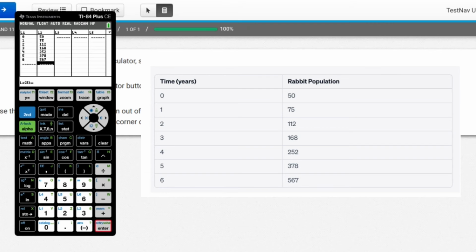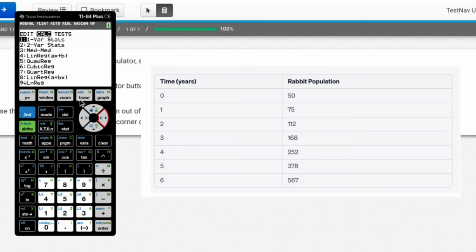Let's go with it. All right, so now I need to find an exponential regression model. So I'm going to quit out of this. I'm going to go to stat. I'm going to go to calc, and my exponential regression is at 0. So you can scroll down and hit enter, or you can just hit 0. I did both. I'm going to use this equation later on.